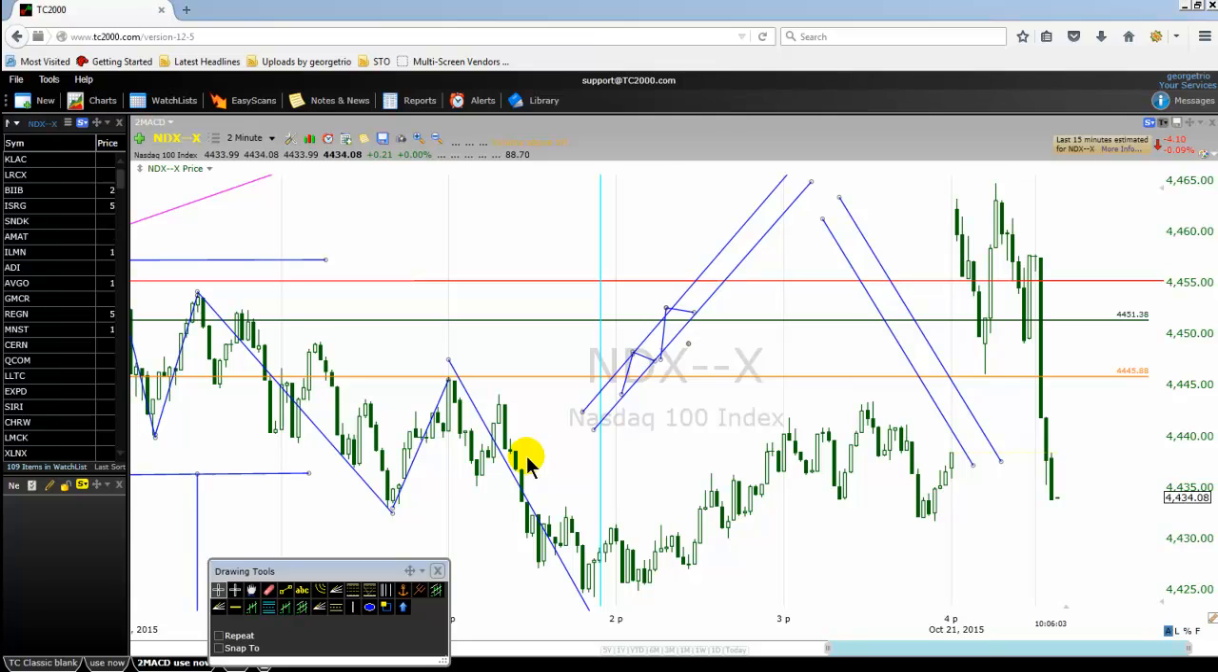This is about a scalper live scalping the NASDAQ 100 index.